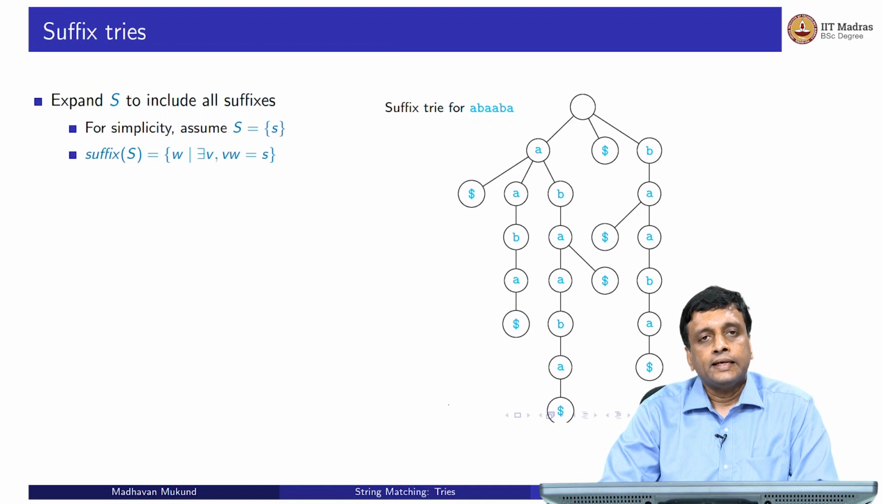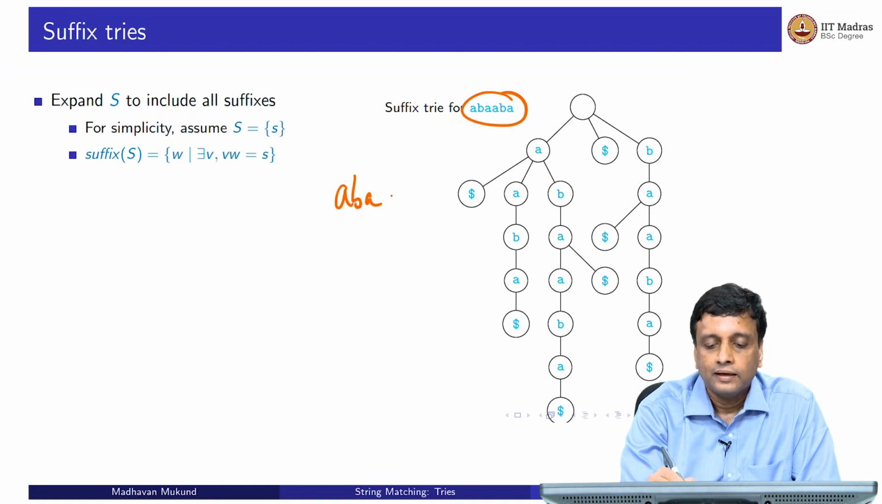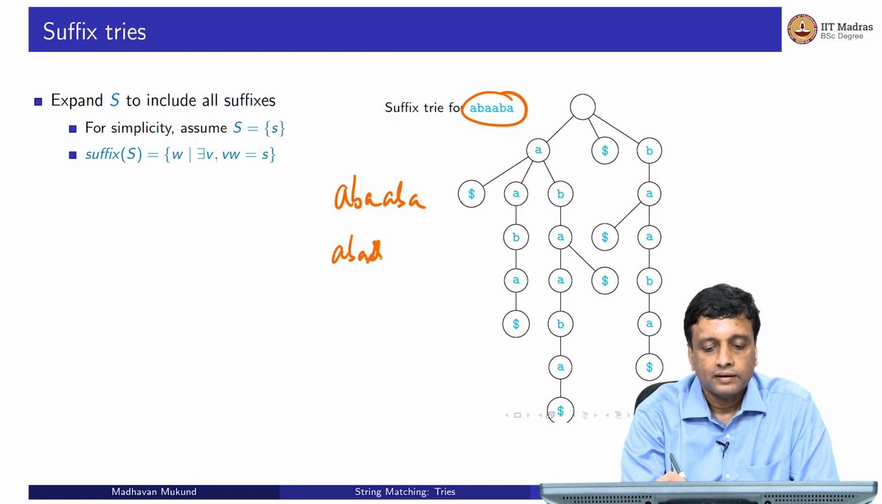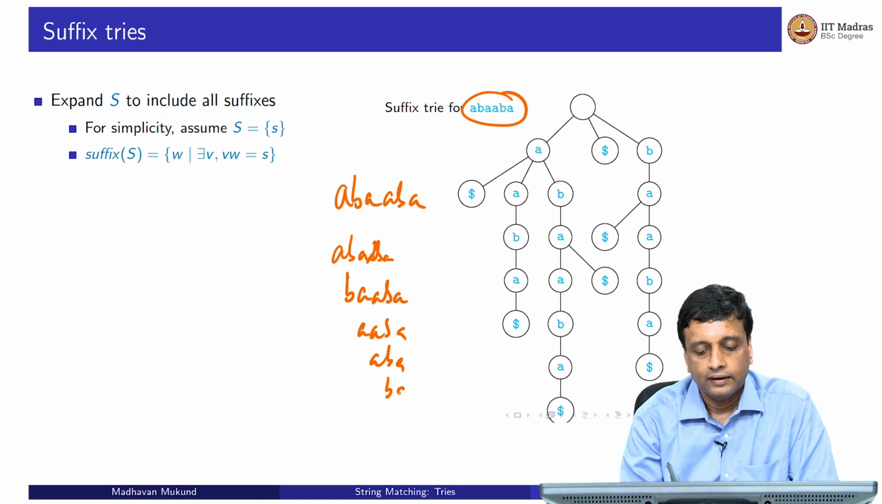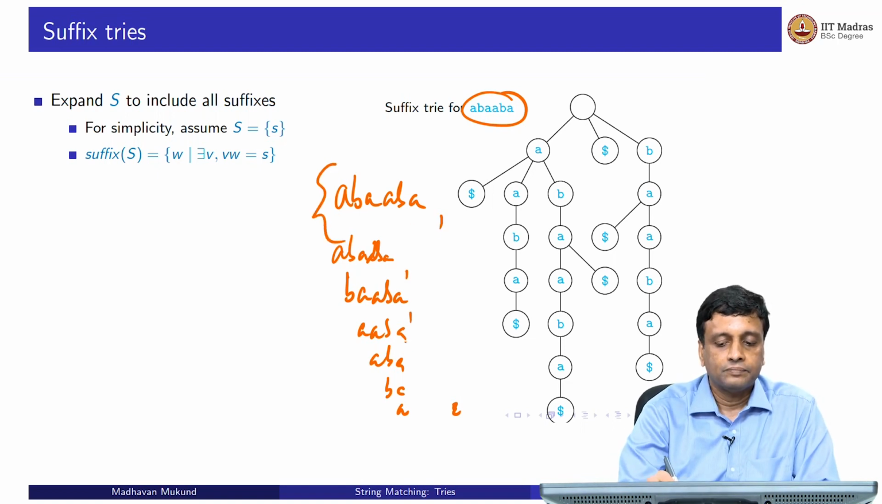So an interesting and important extension of this notion of a trie is something called a suffix trie. What we do in a suffix trie is we take the set of words that are given to us and we expand it to include all the suffixes, right? So supposing I take a word like ABABA, then the suffixes are the word itself, then the word dropping the first letter, so BABA, then ABA, then BA, and finally A, and then there is an empty suffix, there is always an empty suffix. So this set is the set for which I want to build a trie, right?